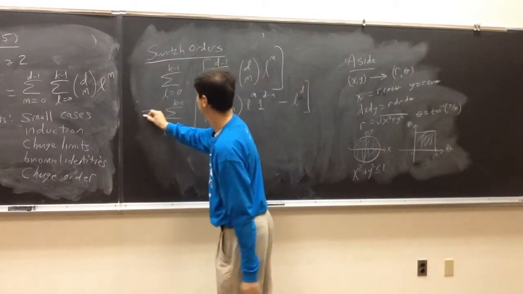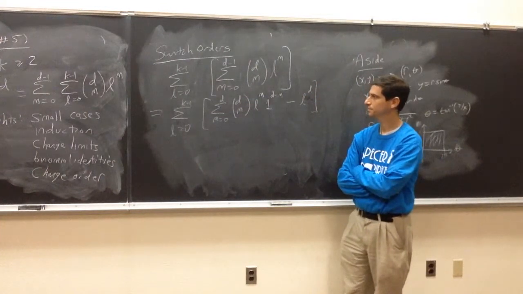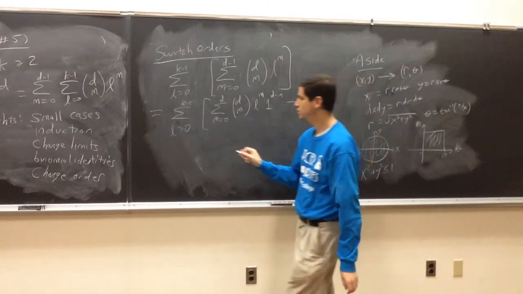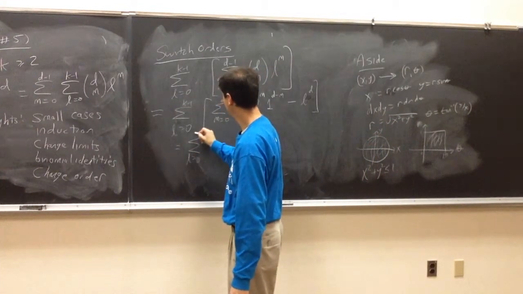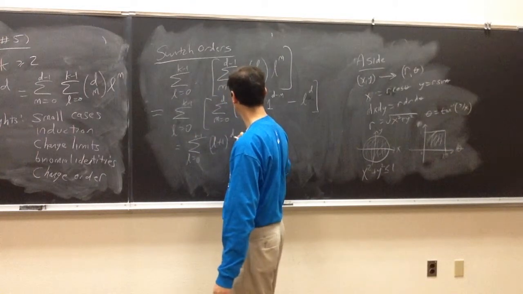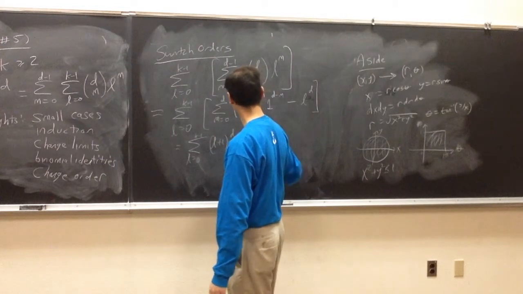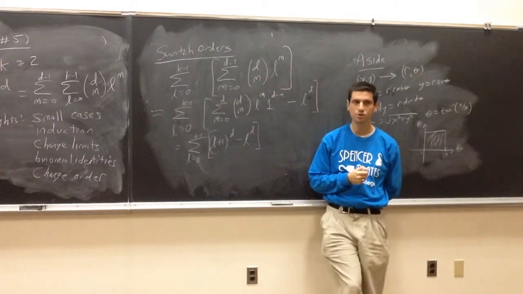Okay, what does this sum equal? 1 plus l to the d. So I have a sum, l goes from 0 to k minus 1, of l plus 1 to the d minus l to the d. And I'm summing l from 0 to k minus 1. What kind of sum is this?